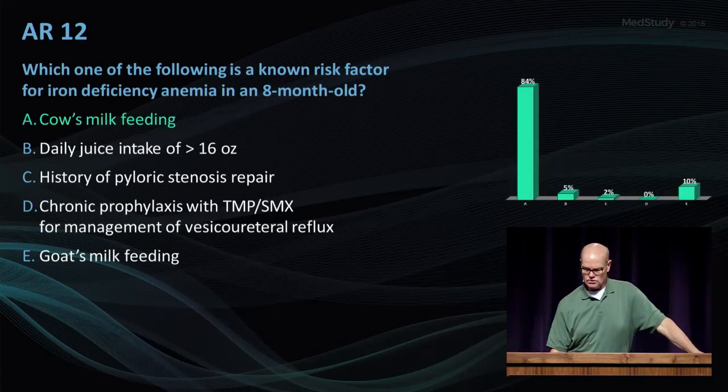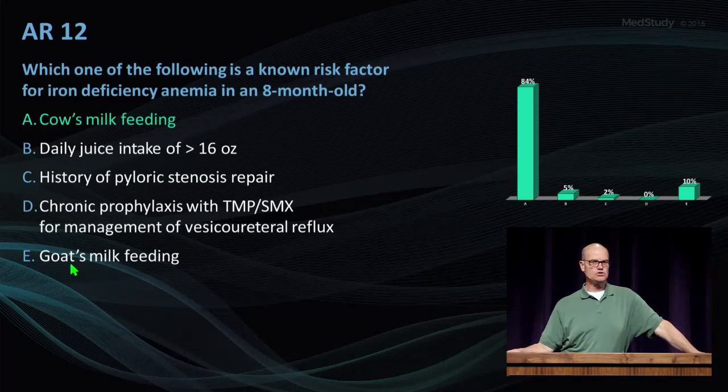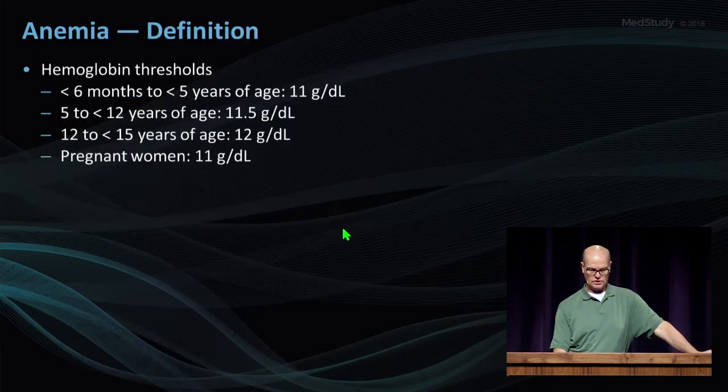Okay, and so it's definitely cow's milk. Cow's milk has very little iron in it, and the iron is not very bioavailable. Goat's milk is associated with B12 and folate deficiency. Goat's milk association with B12 and folate gives you a macrocytosis, whereas iron deficiency gives you a microcytosis. Juice intake is associated with lots of GI symptoms and poor growth, with no association between these two scenarios.